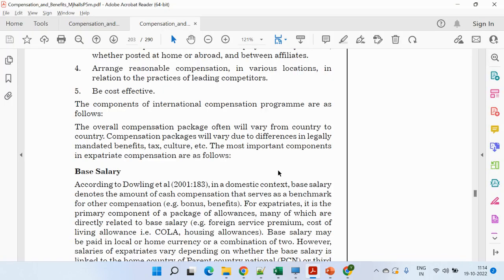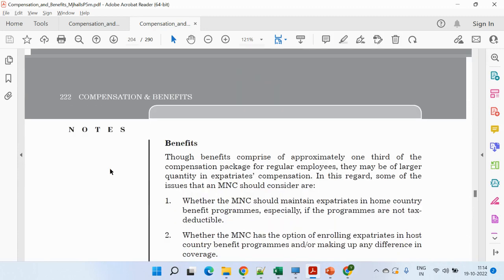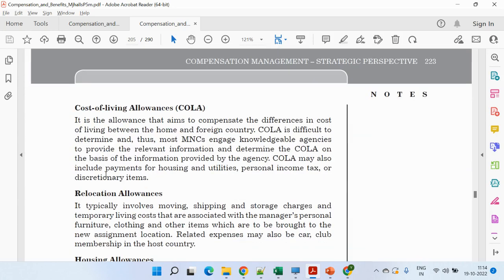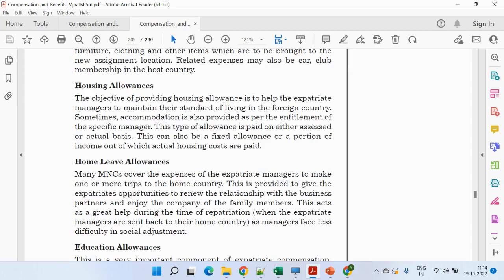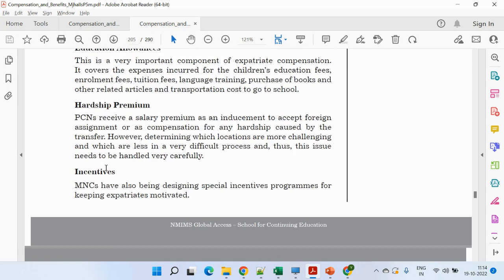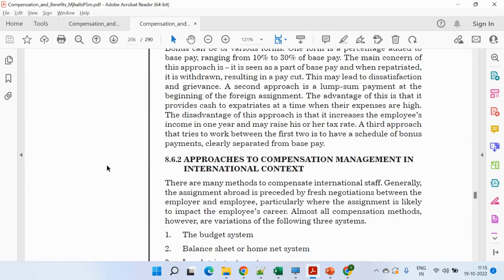And after that, you need to explain the key components, and it's clearly mentioned to discuss all components in detail, right? So you need to discuss all these compensation components, like what is the base salary, the most important one. Second is the certain other benefits. Next are the allowances, then cost of living allowances, relocation allowances, HRA, home leave allowances, education allowances, hardship premium, incentives, variable pays, bonuses. So these are all the parts, and when you open your salary or pay slip, you will find most of these things in your salary structure as well.